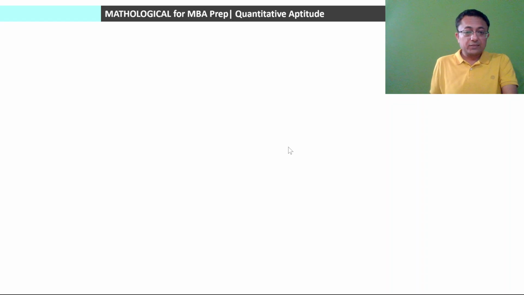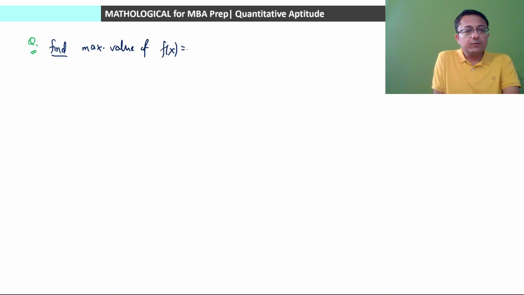Let us solve the next question. Now we have to find out the maximum value of f of x equal to the minimum of x plus 1, comma 7 minus x, comma x square minus 5.